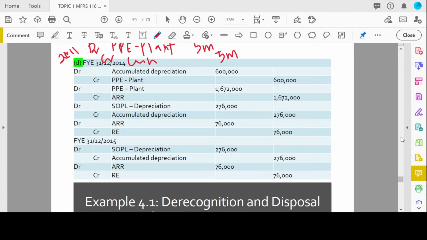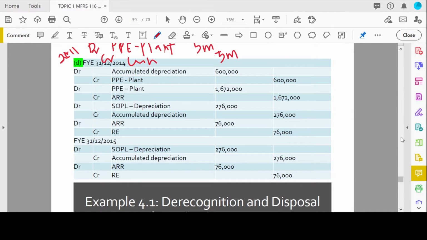For year ended 2014, number one is to record the revaluation for the depreciable asset. What is the first step to record the revaluation? The first step is to eliminate the accumulated depreciation. How to eliminate accumulated depreciation? By debiting the accumulated depreciation account with whatever balance that we have recorded earlier. So we have recorded earlier the amount of 600,000.